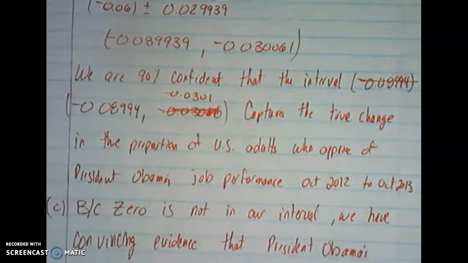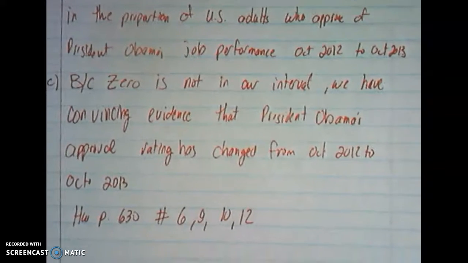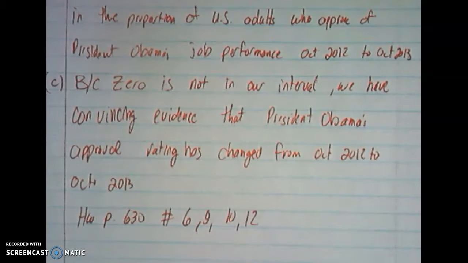And then question C asks, is there convincing evidence? Because 0 is not in the interval, we have convincing evidence that President Obama's approval rating has changed from 2012 to 2013. If 0 was in there, then we would not have convincing evidence that his approval rating has changed. So that's all we have to do.